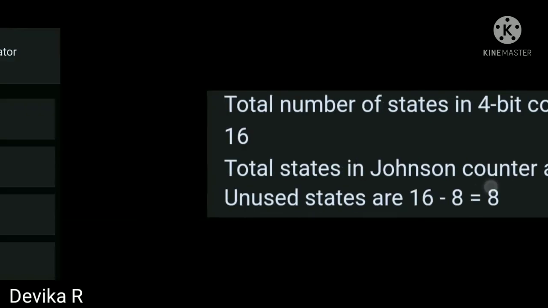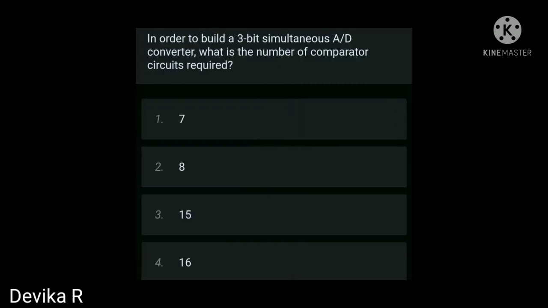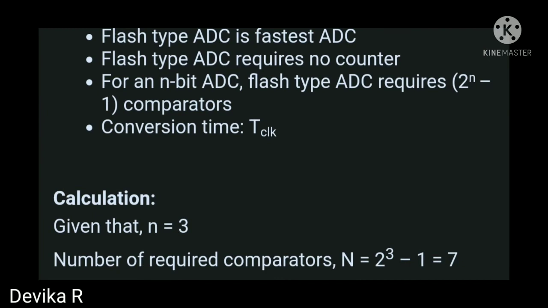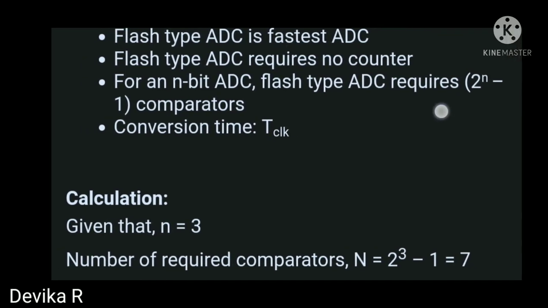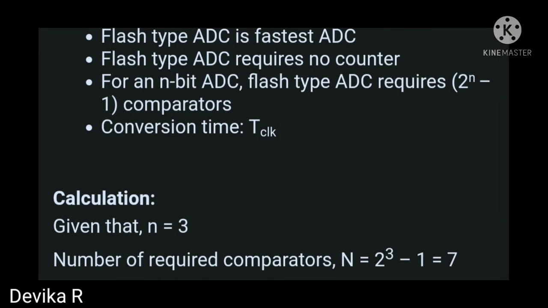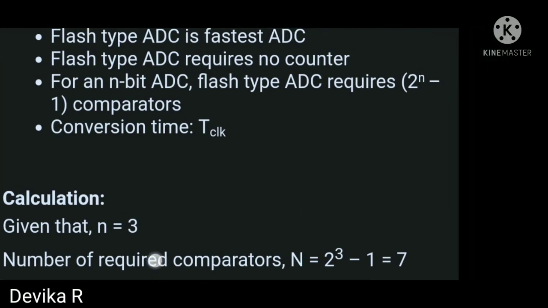The next one: in order to build a 3-bit simultaneous analog to digital converter, what is the number of comparator circuits required? In an ADC, the number of comparators required is 2 power n minus 1. The n value is 3, so 2 power 3 is 8, and 8 minus 1 is 7 comparators required. Some points here: flash type ADC is the fastest and requires no counter, and an n-bit flash type ADC requires 2 power n minus 1 comparators. The conversion time is one clock period. So the answer is 7.